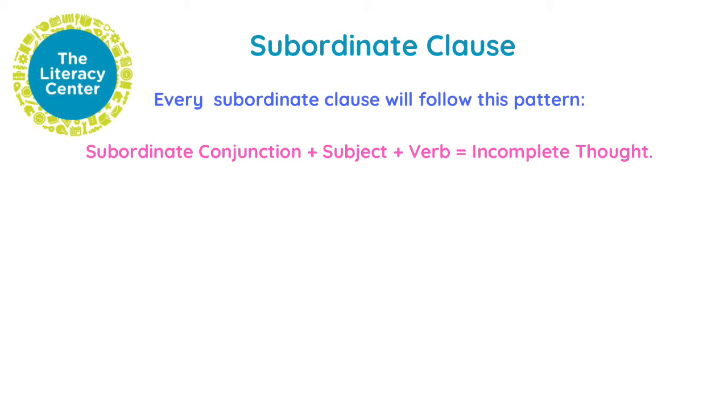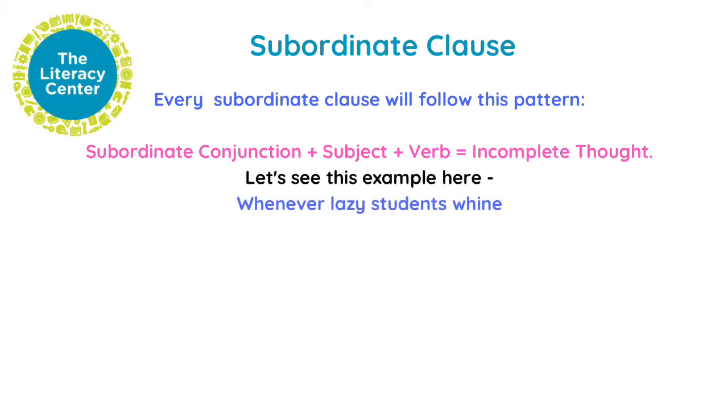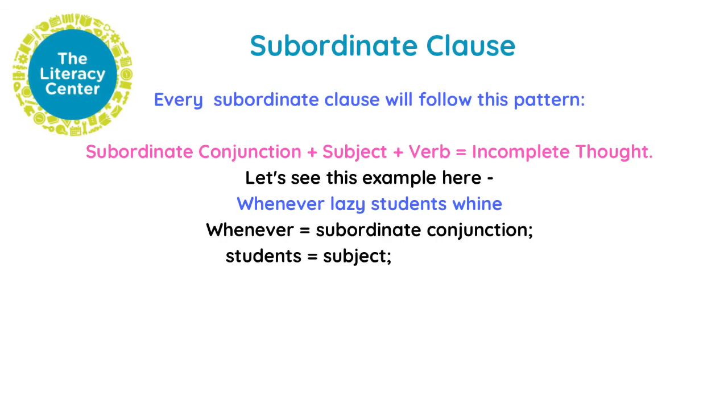Let's see some examples for this. Look at this sentence here: Whenever lazy students whine. If you hear this sentence, it will give you an idea that something happened afterwards, right? So this single sentence, whenever lazy students whine, doesn't give you a complete thought. It's an incomplete thought. And in this sentence, the word whenever is the subordinate conjunction. Students is our subject and whine is our verb.